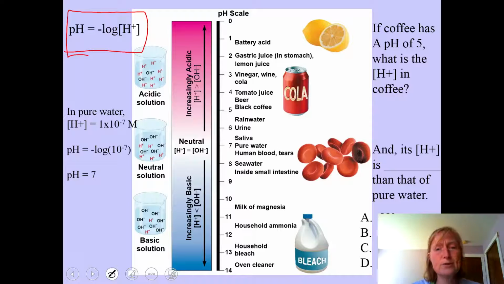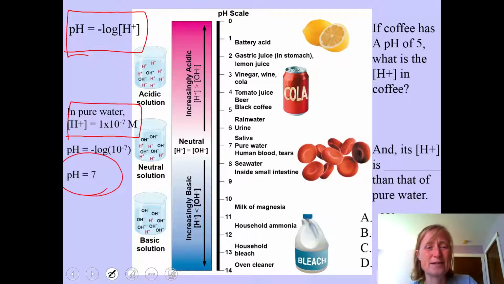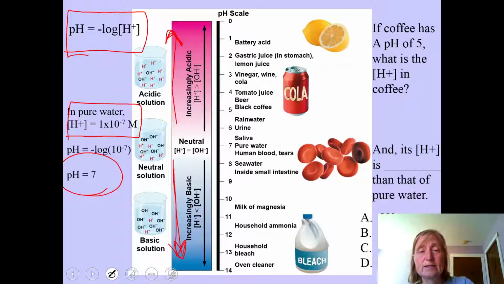All right? So in pure water, the concentration of protons is 10 to the negative 7th molarity. If we stick in 10 to the negative 7th into our formula, negative log of 10 to the negative 7th, we get negative negative 7, or we get 7. Pure water has a pH of 7. If we change that concentration of protons, then we change the pH. Notice that a pH that's smaller than 7 we would say is more and more acidic. A pH bigger than 7 is more and more basic.